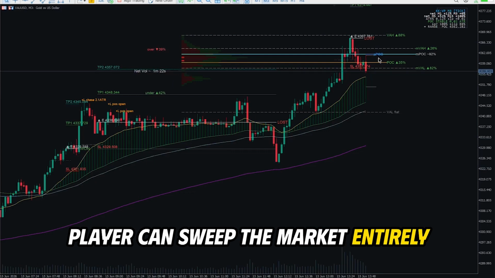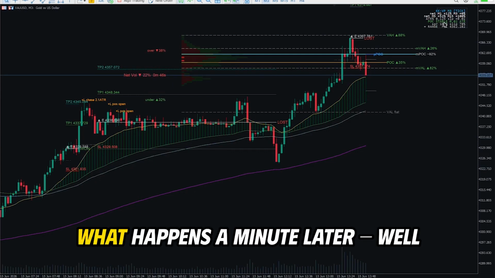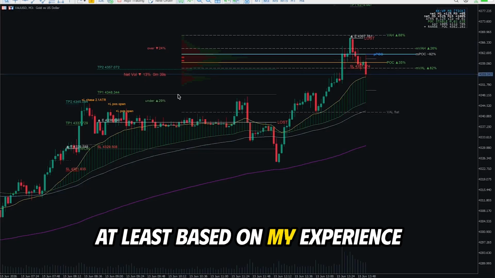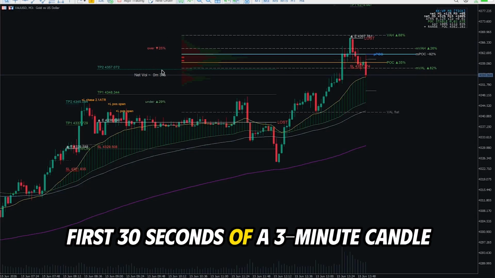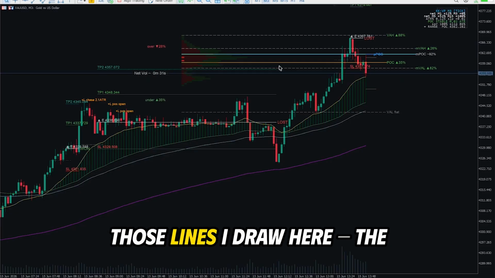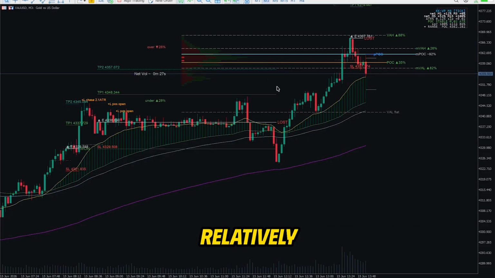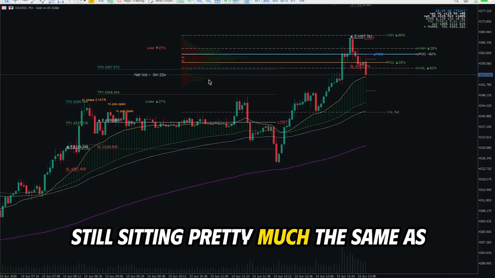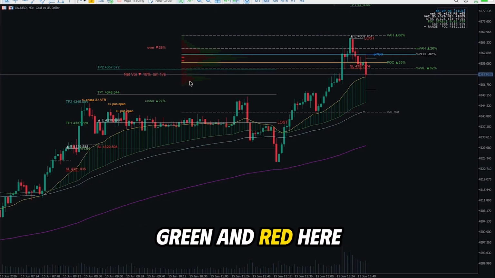One very powerful play, that's totally normal in any given moment. What happens a minute later, we still need to observe, at least based on my experience using this tool. Within roughly the first 30 seconds of a 3-minute candle, those lines I draw here, the resistance or support points, are reliable. As you can see, the trading volume is still sitting pretty much the same as before, even though there are some color changes flipping.